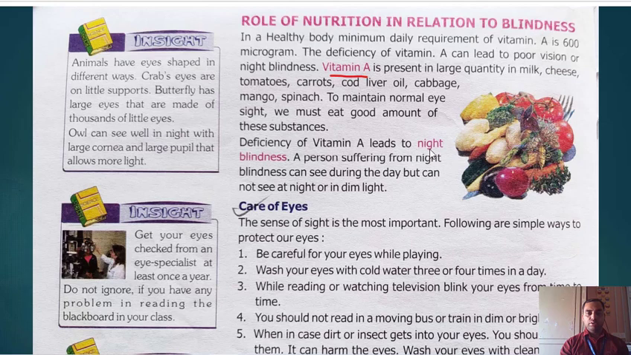Deficiency of vitamin A leads to night blindness. A person suffering from night blindness can see during the day. If someone is suffering from night blindness, he or she can see during the day, but at night they may face little difficulty. How to take care of the eye?